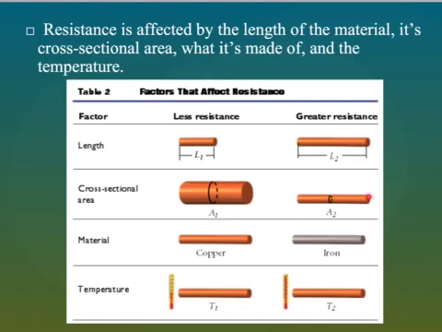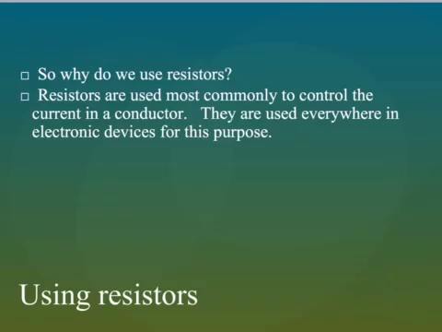Cross-sectional area would be how thick our wire is. Then there's whether it is a material that conducts really easily or one that's harder to conduct. Is it more of an insulator than a conductor? And also the temperature. You could have the exact same wire, but the resistance will change depending on what temperature you use. If you want to look more at this table, it is in your textbook.